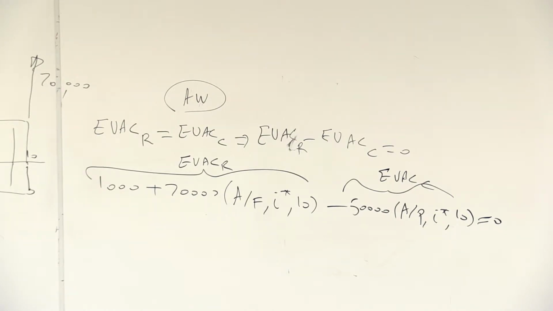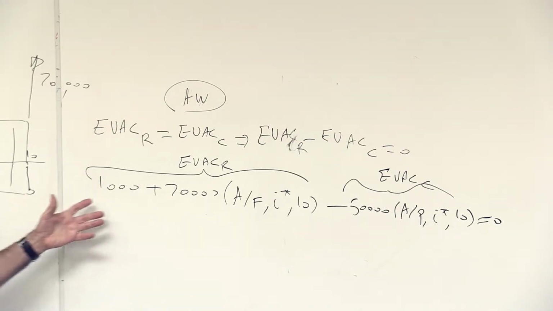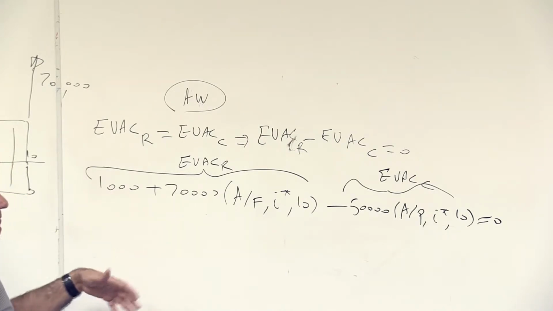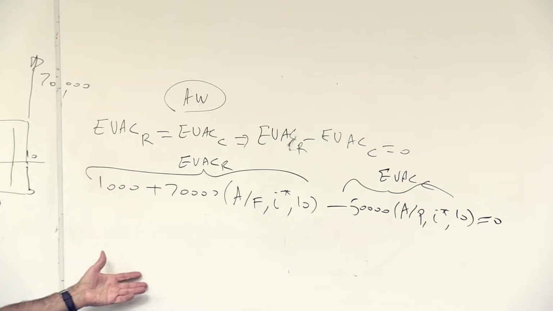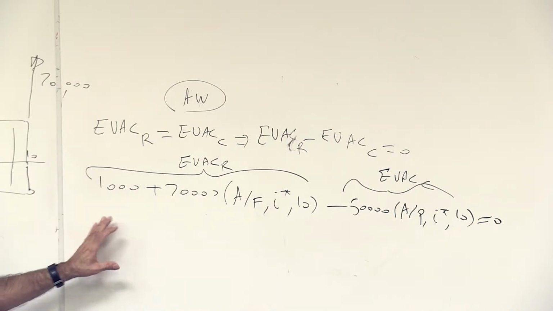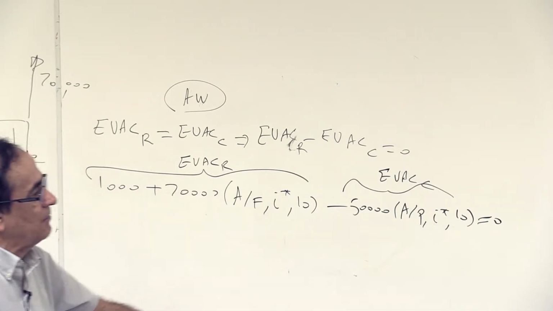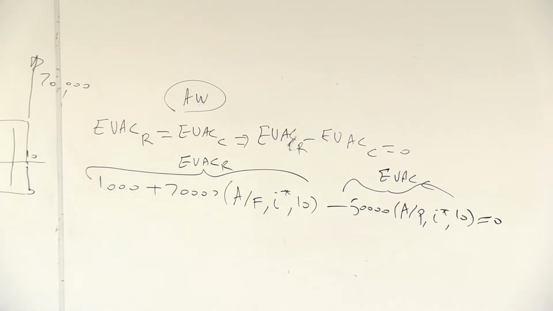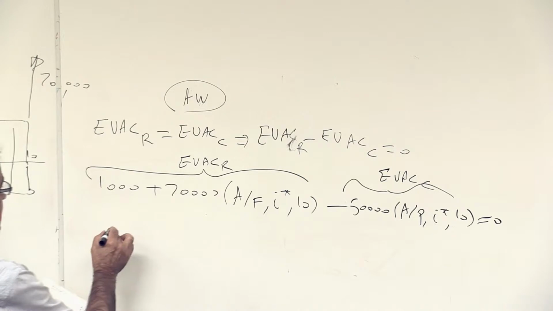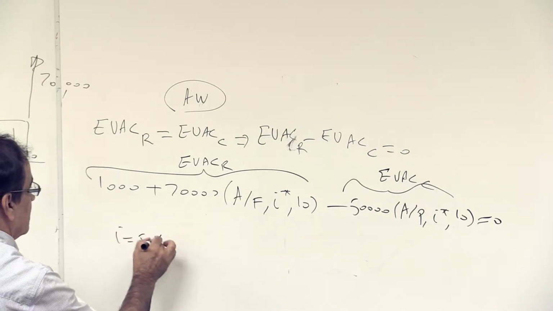Again, like the previous example, this is a hard equation to solve. If you don't have access to software, you have to use trial and error. You have to give one i which makes it positive, another i which gives you a negative value, and then interpolate. I have done some trials before, and I'm going to start with i equals 5%.